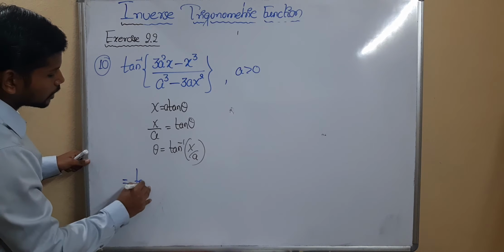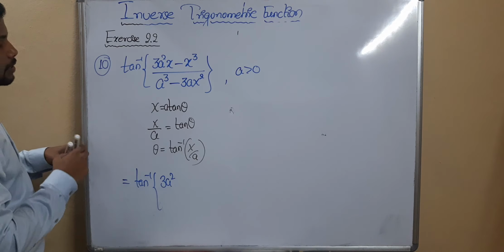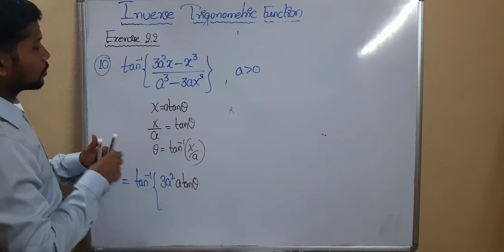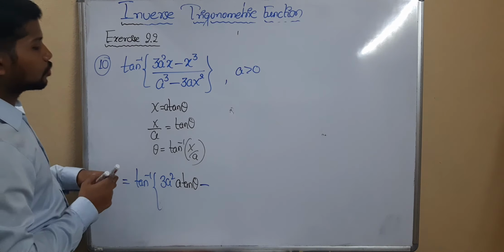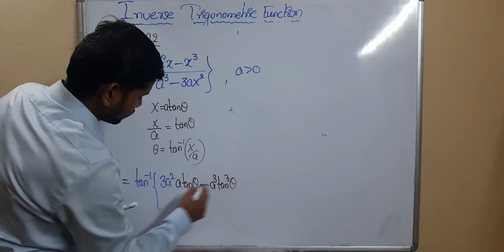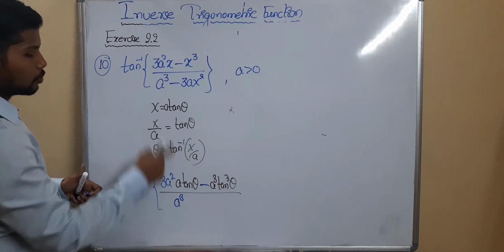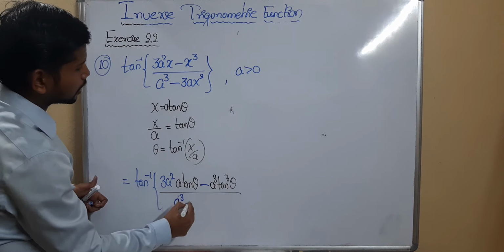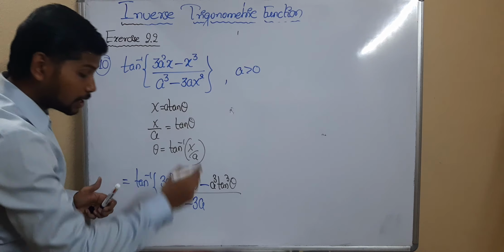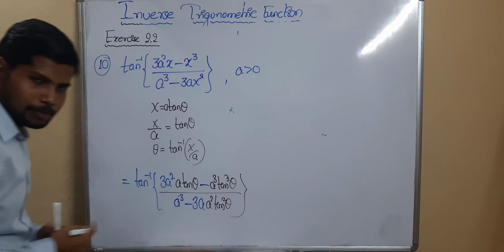Go with the substitutions. It will be tan inverse of 3a square. What is the value of x here? X is a tan theta. Got the point clearly? Minus what is x cube? A cube tan cube theta. What about the denominator? Let a cube be as it is, minus 3a. What is x square? X is a tan theta, so x square is a square tan square theta. Got the point clearly?